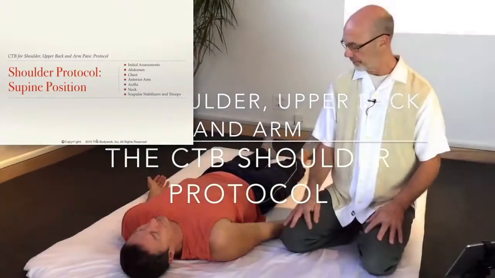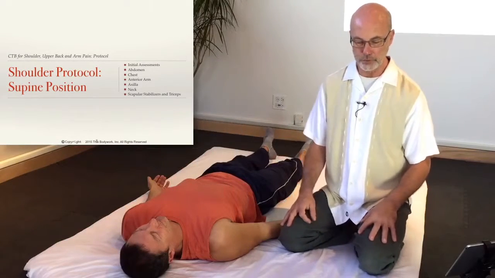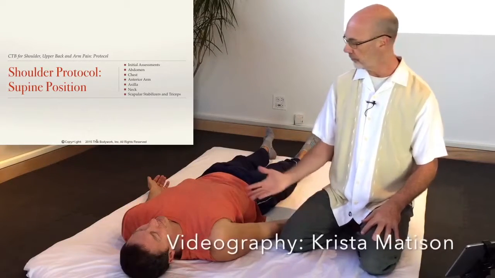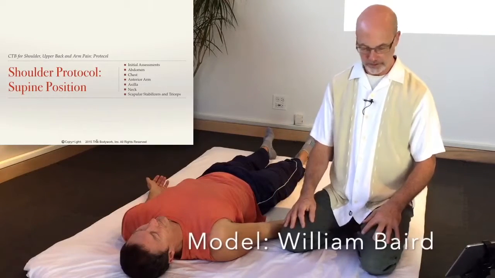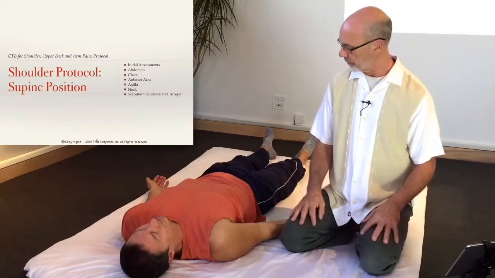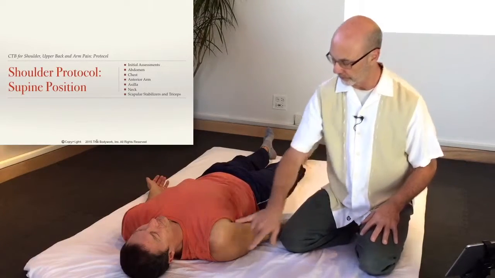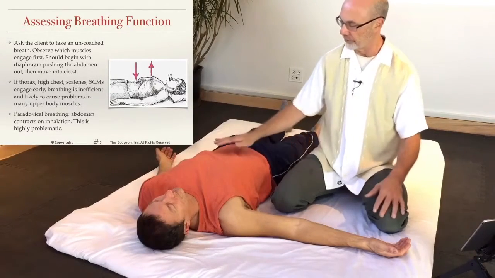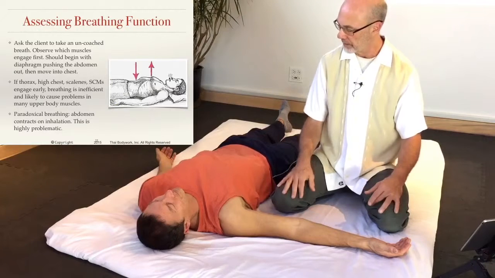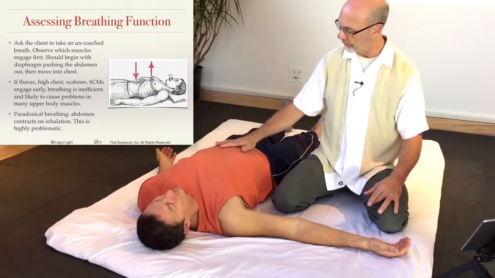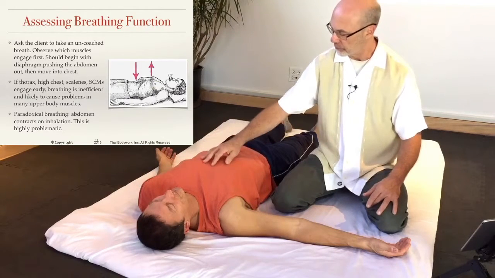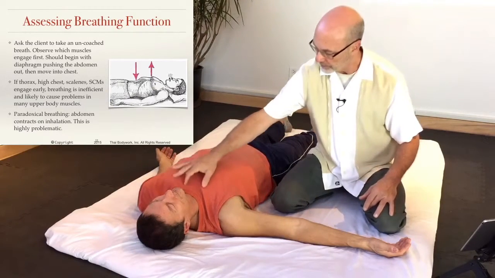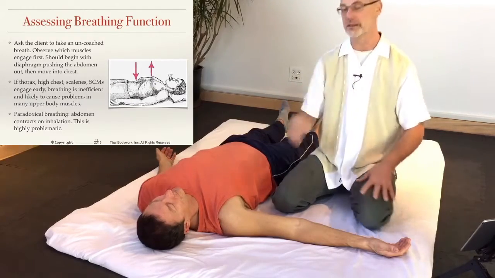Okay, so we're going to start our shoulder protocol in supine position, arms neutral. So first thing we want to do with the arms neutral is assess what's happening with the shoulders. So have the client take a few deep breaths. Observe, take a real deep breath. So we observe what's happening here. Is the abdomen initiating the breath? And then does it move into the chest? Or do we see a lot of engagement in the scalenes and the SCMs right away?